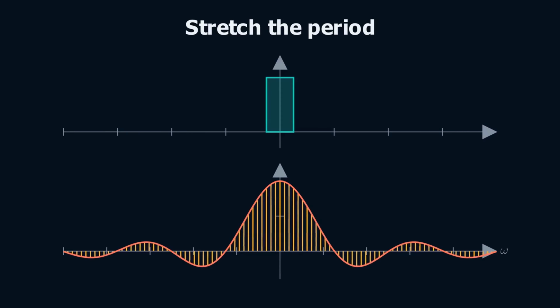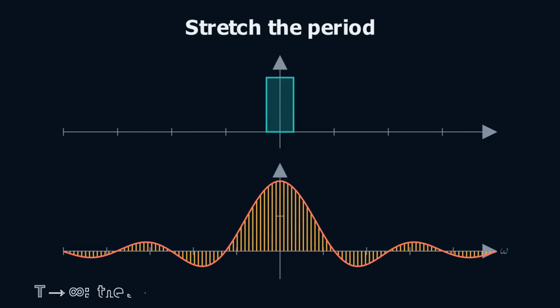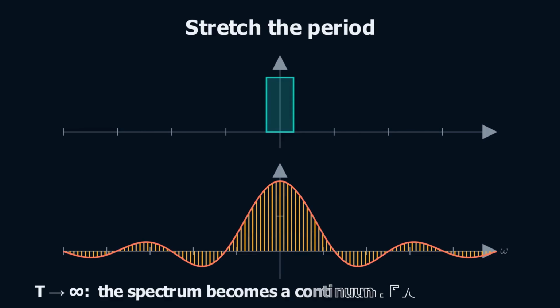And the lines crowd tighter and tighter, filling in the envelope like pixels, becoming a photograph. In the limit, the period is infinite, a signal that happens once. The lines have merged into the envelope itself, a spectrum at every frequency. A non-repeating signal doesn't pick harmonics. It needs all the frequencies there are.